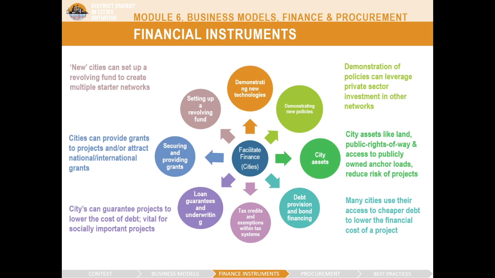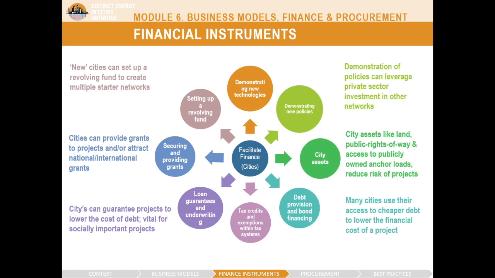Demonstrating new policies. These can leverage private sector investment in other networks. Creating city assets, such as land, public rights of way, and access to publicly owned anchor loads can reduce risk of projects. Debt provision and bond financing. Many cities use their access to cheaper debt to lower the financial cost of a project and ensure its success. Tax credit and exemptions with tax system.